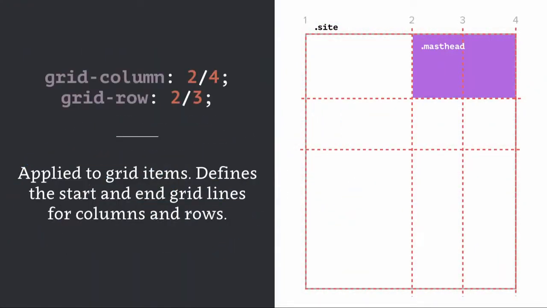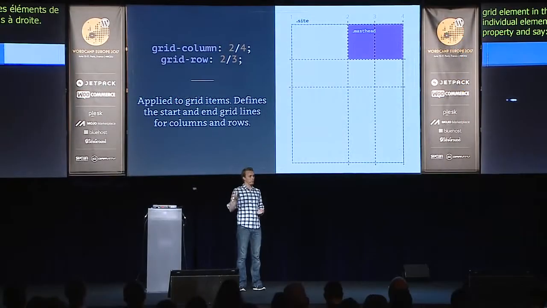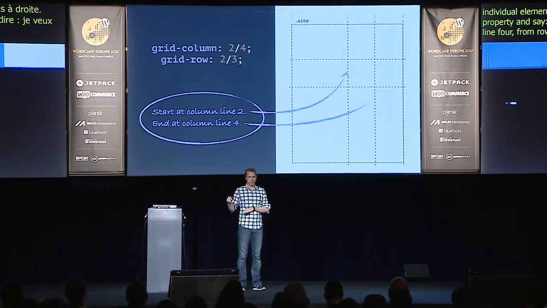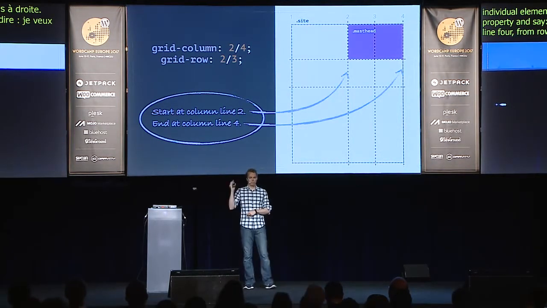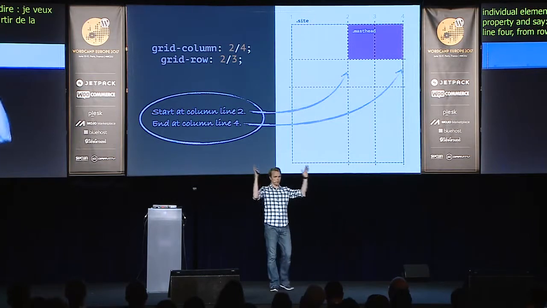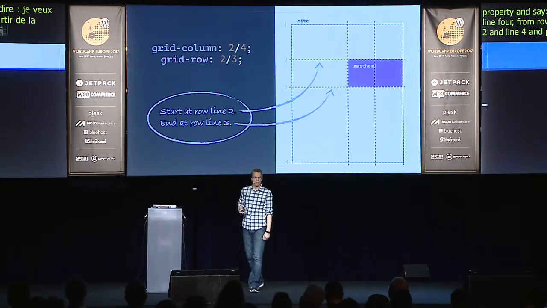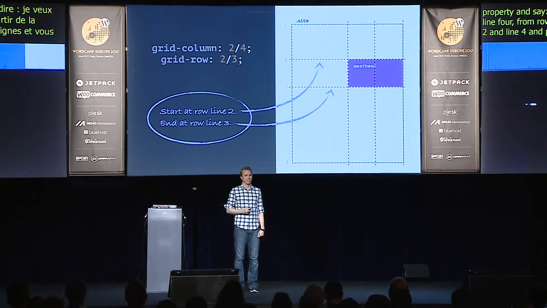Then, for each individual element, you can, if you want to, declare a grid column and a grid row property and say, I want this element to appear from column line 2 to column line 4, and from row line 2 to row line 3. That means you literally find column line 2 and column line 4, and you put the content in between those two lines. Same with rows. What? And here you see what I'm talking about.